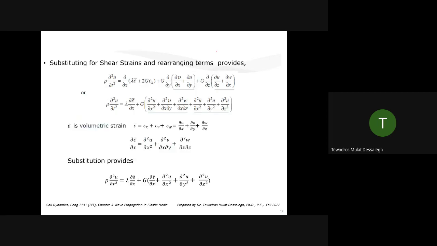We're trying to simplify the whole equation. Replace those. This is what you see. They are replaced. And simplify the equation further, and group them. And epsilon bar is volumetric strain. This is what it is. So all this you see is a volumetric strain.